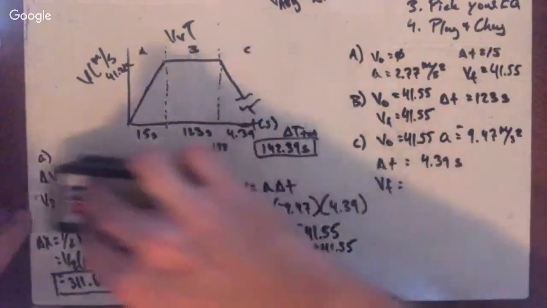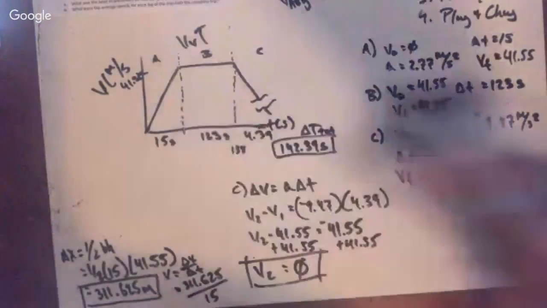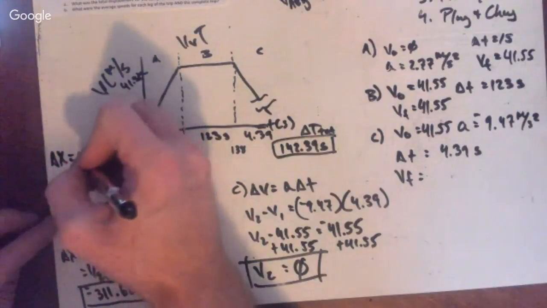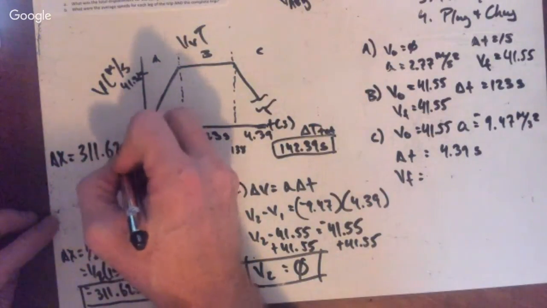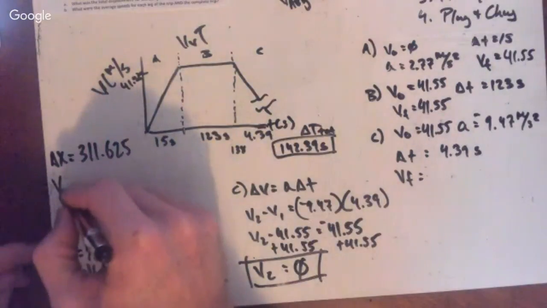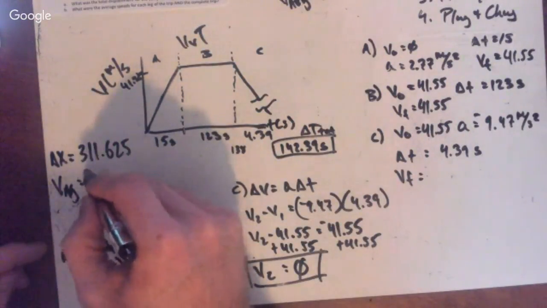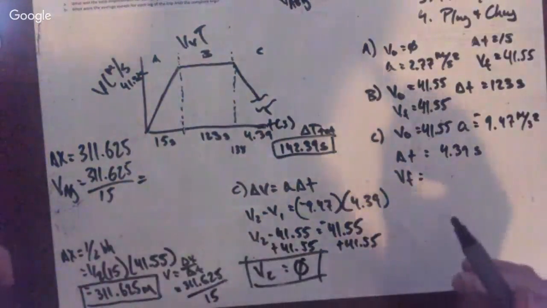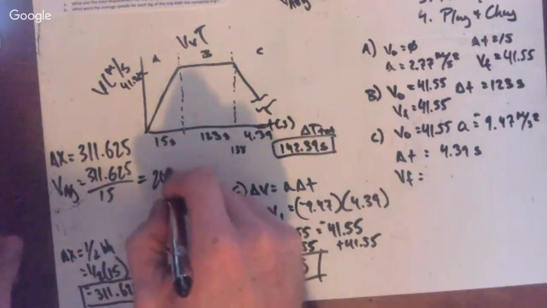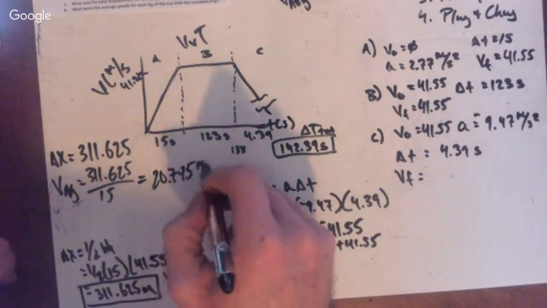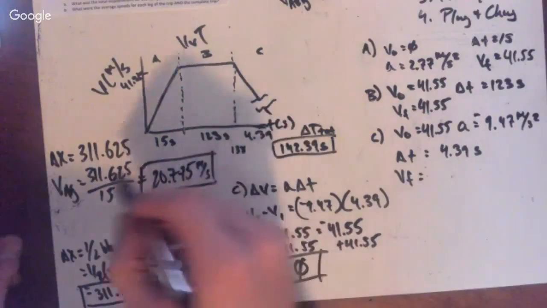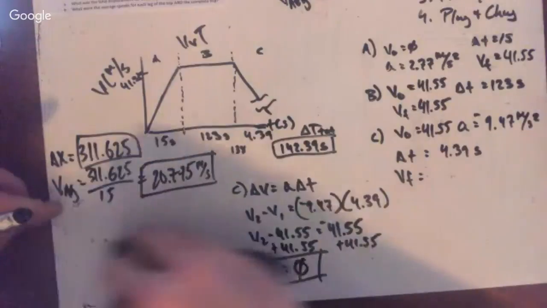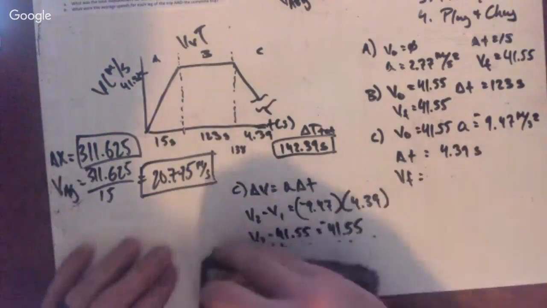Okay, I'm just going to erase a chunk of this. So let me clear some space. Our delta x for part A is 311.625, and our V average is 311.625 divided by 15, or 20.775 meters per second. Okay, that's for part A. Let's clear some more space.